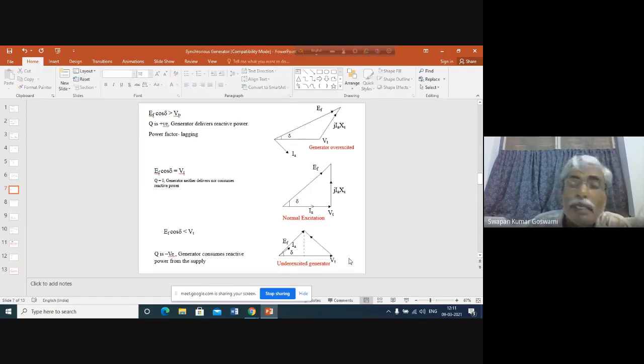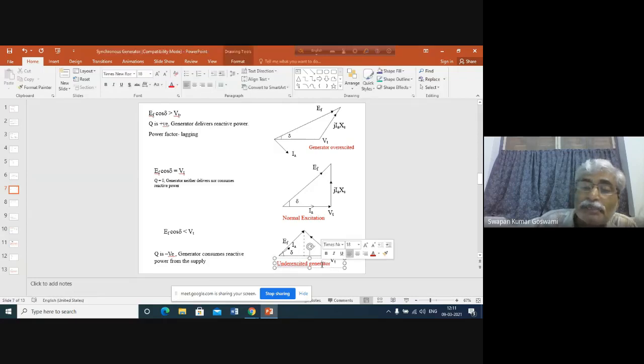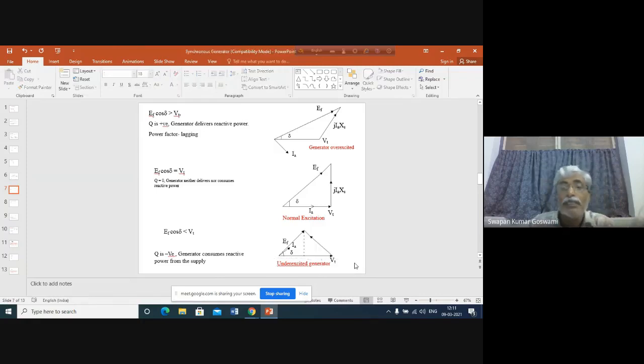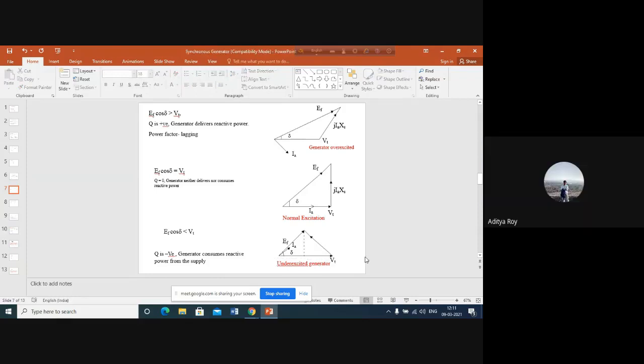Overexcited operation means the generator field current is more than the field current corresponding to the unity power factor case. Under excitation means the field current of the generator is less than the field current corresponding to the normal excitation or unity power factor case. Is it clear? Yes.